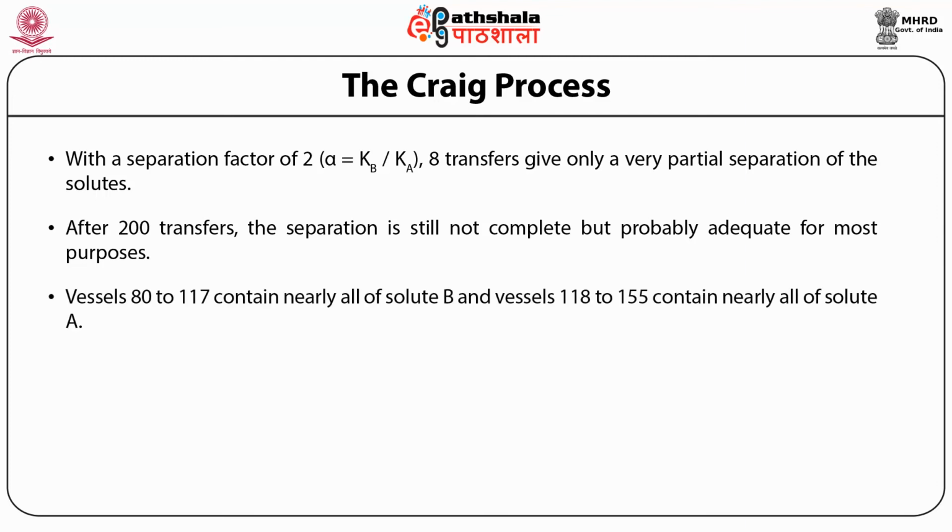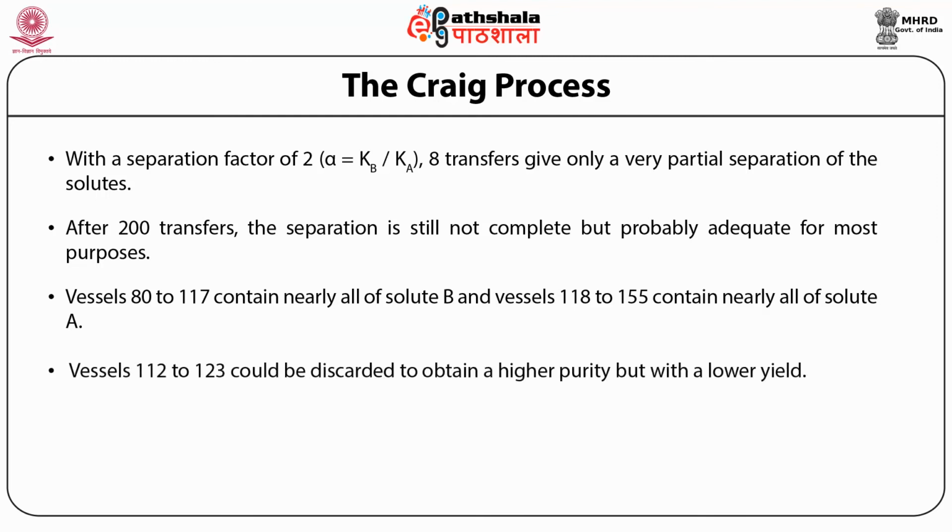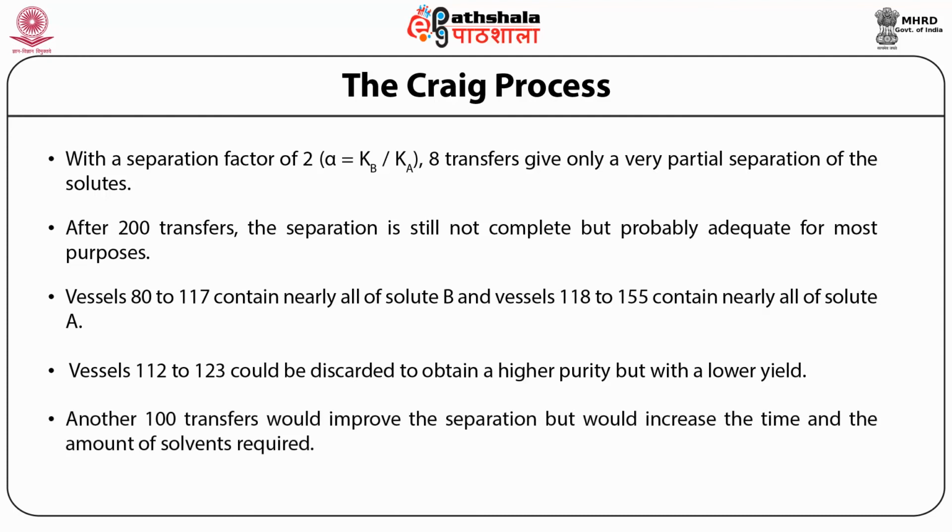Vessels 80 to 117 contain nearly all of solute B, and vessels 118 to 155 contain nearly all of solute A. Vessels 112 to 123 could be discarded to obtain a higher purity but with a lower yield. Another 100 transfers would improve the separation but would increase the time and the amount of solvent required.